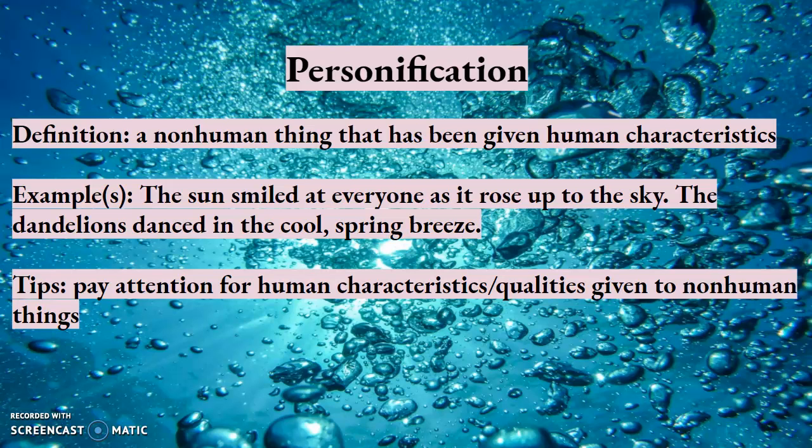So the sun and the dandelions have been given human characteristics, and a tip for the personification is, pay attention for human characteristics and qualities given to non-human things. So the sun and the dandelions are non-human things.